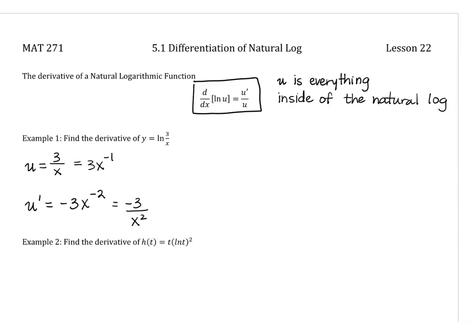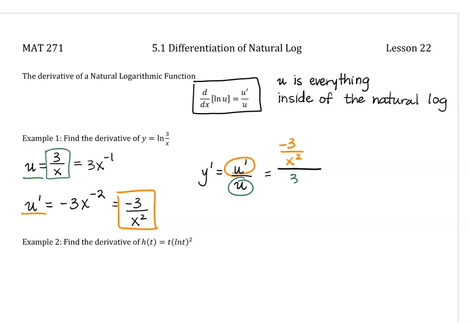Now the rule tells us that y prime is equal to u prime divided by u. To find the derivative of a natural log function, you take the derivative of whatever is on the inside and you divide it by whatever was originally on the inside. So our u prime is negative 3 over x squared. So we will take that and we will divide that by our u, which is 3 over x.